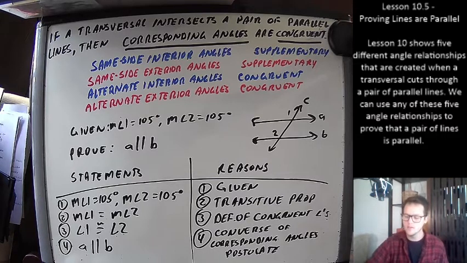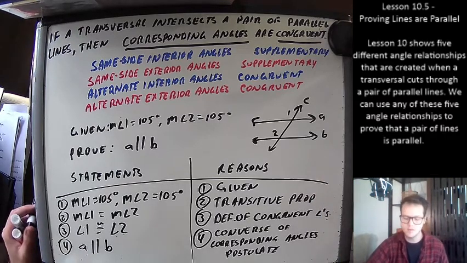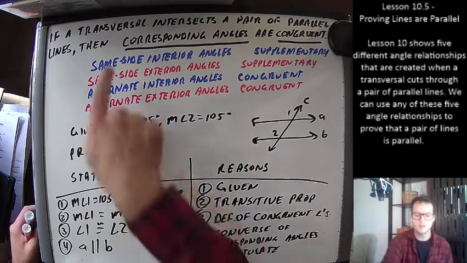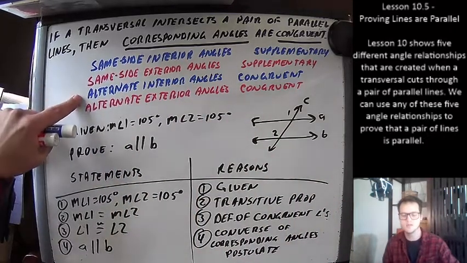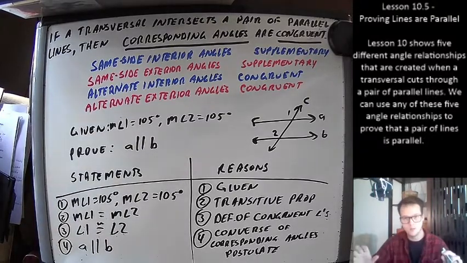Okay, so we can prove that lines are parallel if we know some of their angle measures. I just did it with corresponding angles. You can do the same idea with same side interior, same side exterior, alternate exterior. It all works the same way.